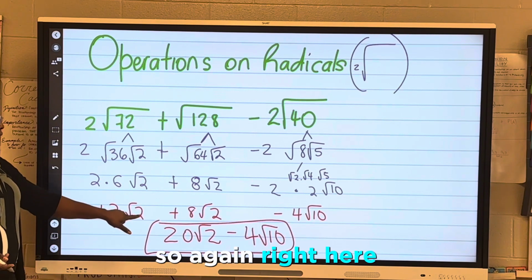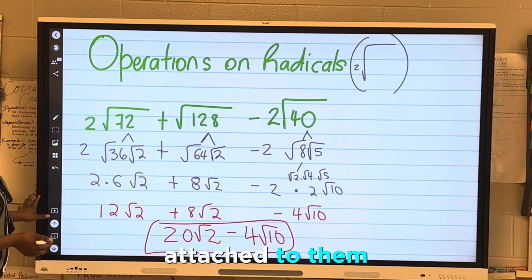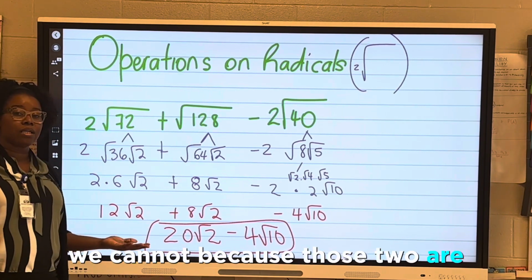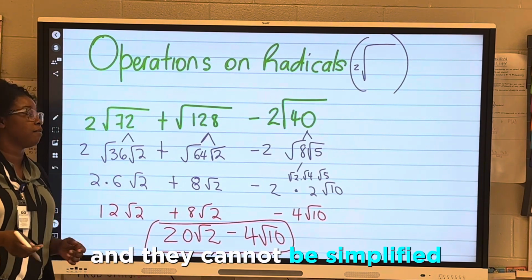So again, right here, we group these 2 because they had the root 2 attached to them, so it's okay for us to do that. But at this last part, we cannot, because those 2 are different radicals, hence they cannot be simplified.